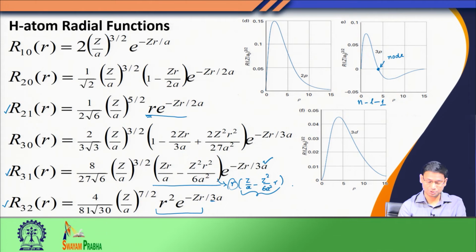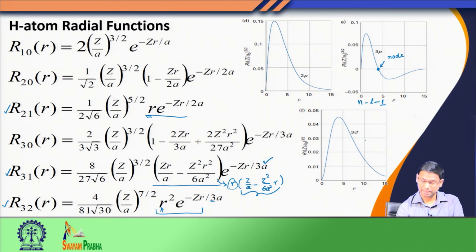At r equals 0, this function becomes 0 because of the r squared term, and we should not find any node from this function. That is true in the case of 3d. As you see, for small values of r, in the case of 2p and 3p, we saw this function increasing as an r term, but here we see the function increasing as r squared, and eventually the exponentially decaying function dominates and pulls the radial part of the wave function down to 0 at the asymptotic limit.